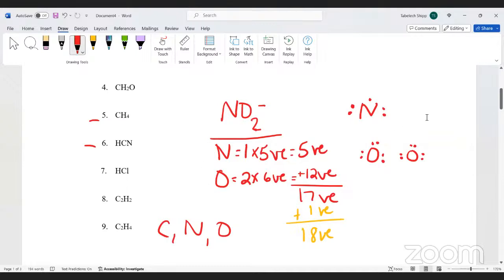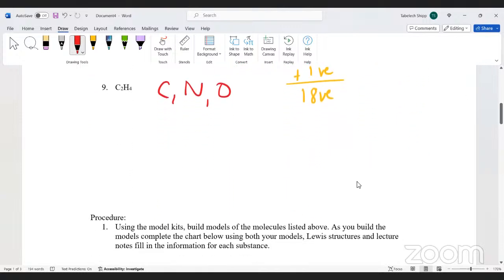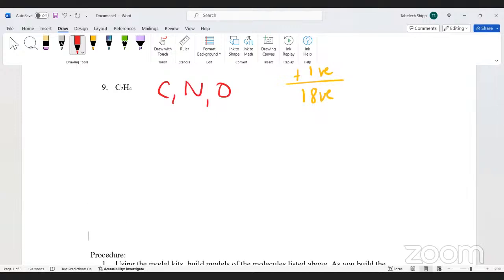Now, the question was, how do you know who gets the extra one? Well, I'm going to show you, because this is going to be a battle on who gets the extra one. Let me show you why. And that's a very good question. Who gets the extra one? So here you go.